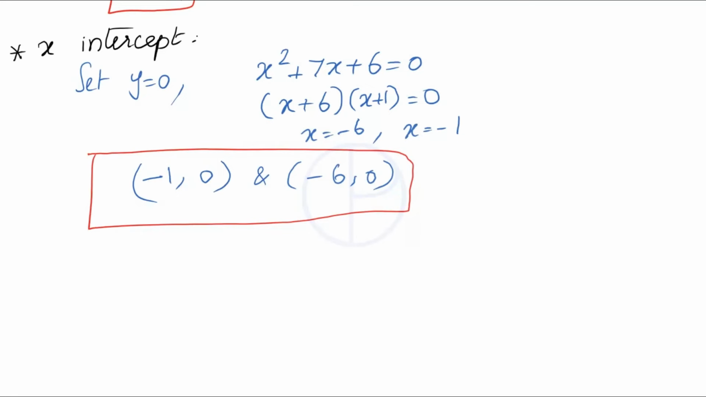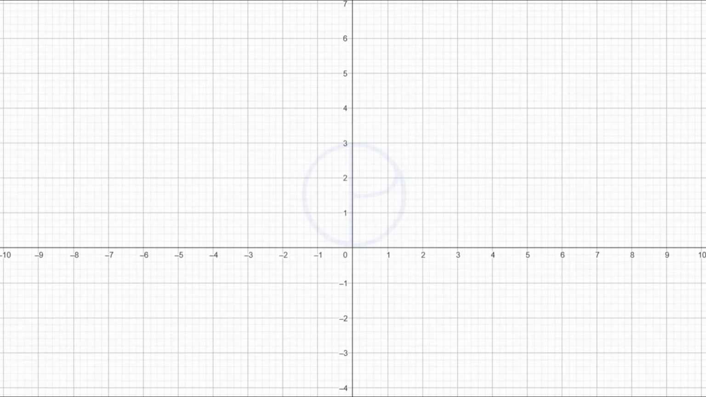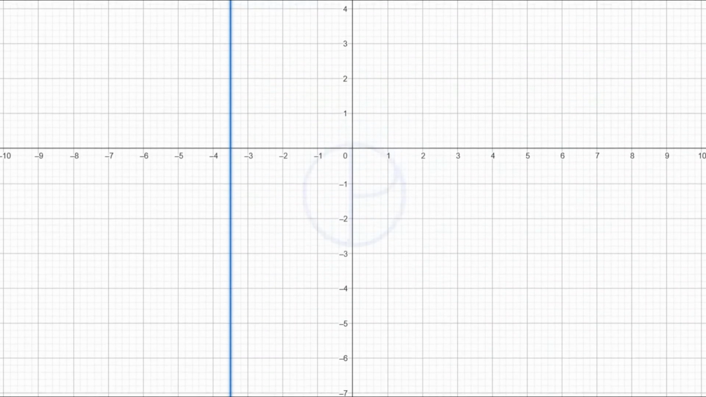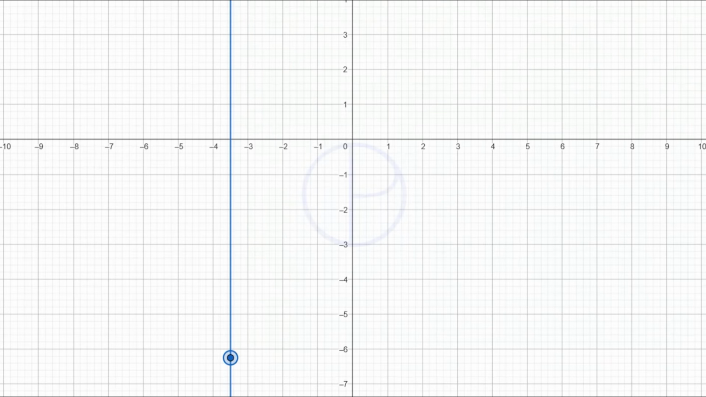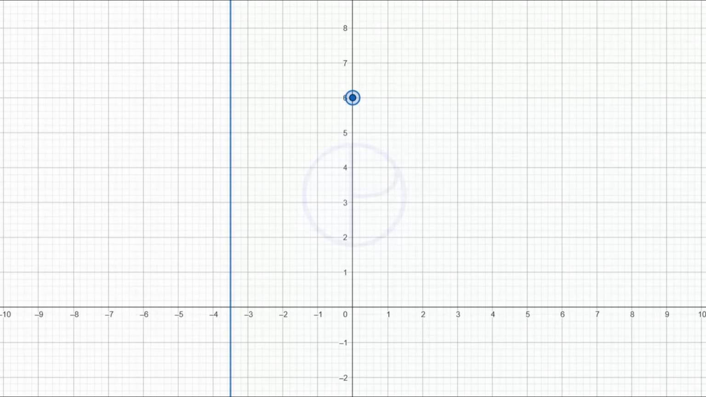So let's plot them on the graph. First, let's plot x equal to negative 3.5, which is the axis of symmetry. Then mark the vertex point (negative 3.5, negative 6.25). Then mark the y-intercept (0, 6). Then mark the x-intercepts (negative 1, 0) and (negative 6, 0).